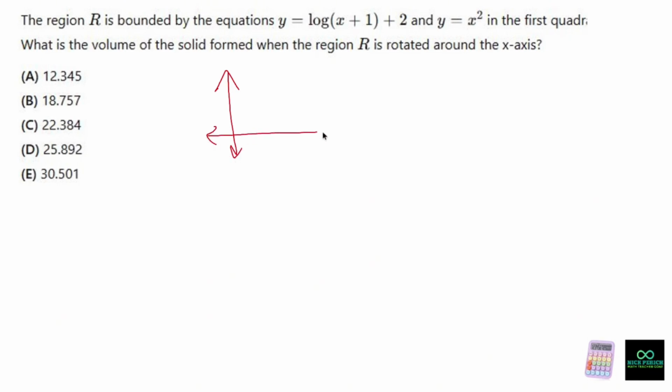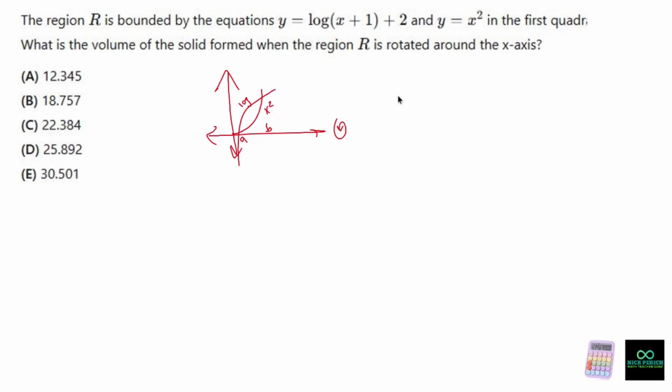All right, logs usually look like this, right? X squared usually looks like this. So you're going to be my A, you're going to be my B. I'm rotating you around the x-axis. So this is the washers method. Since my log is the one that's probably up here, you're going to be my log and you're going to be my x squared.